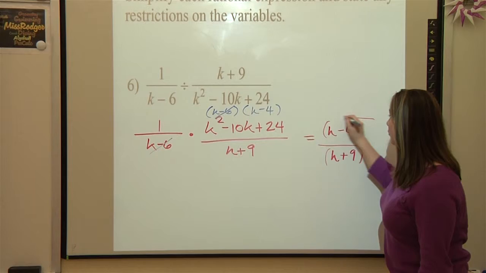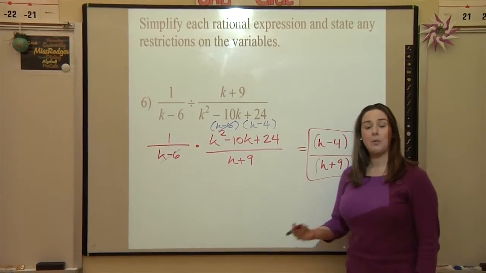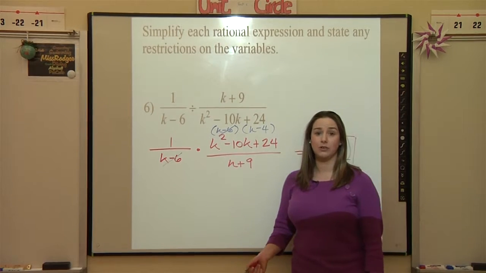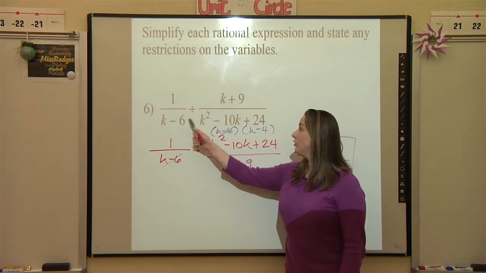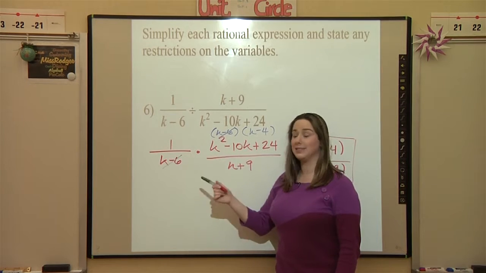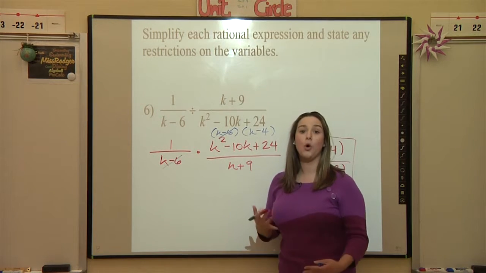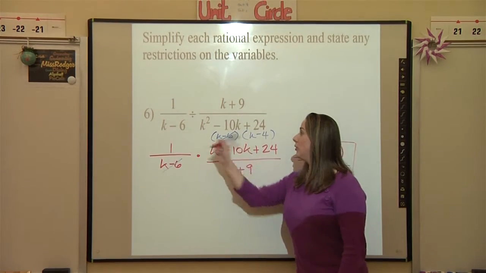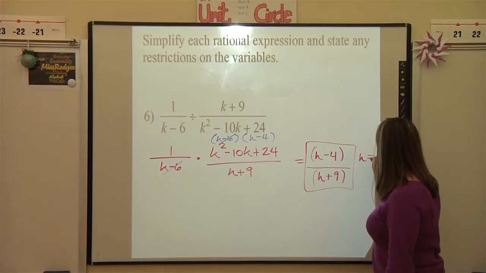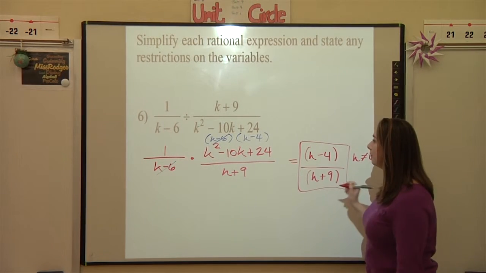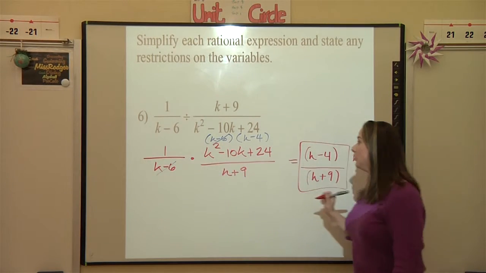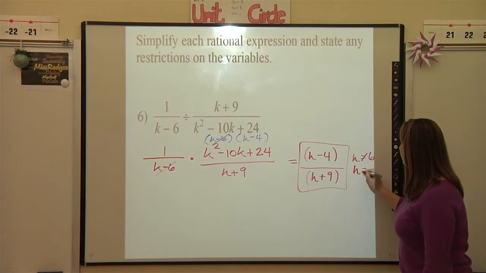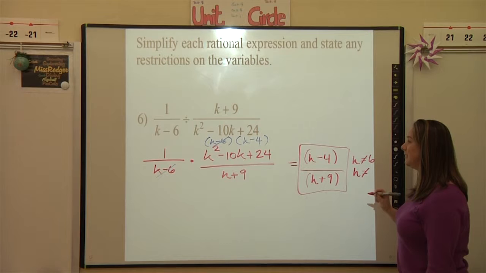Again, I want to think about restrictions on the variables, and when I think about this, I want to think about any time the denominator equals 0 throughout this process, in the original two problems and the simplified versions. So k cannot equal 6 from this denominator. From this denominator, k cannot equal 6 and 4.